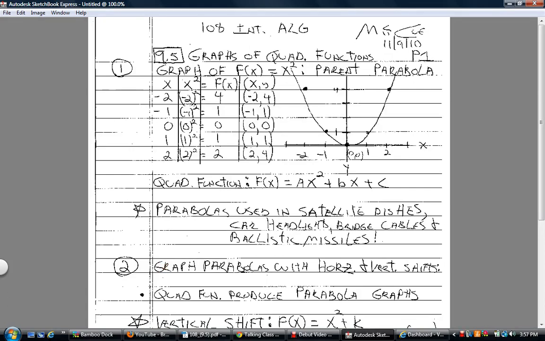We are ready to kick off section 9.5. We are going to do some graphing of parabolas of the quadratic equation, which are going to produce parabolas. Page 1, we're going to get an intro and get started here.